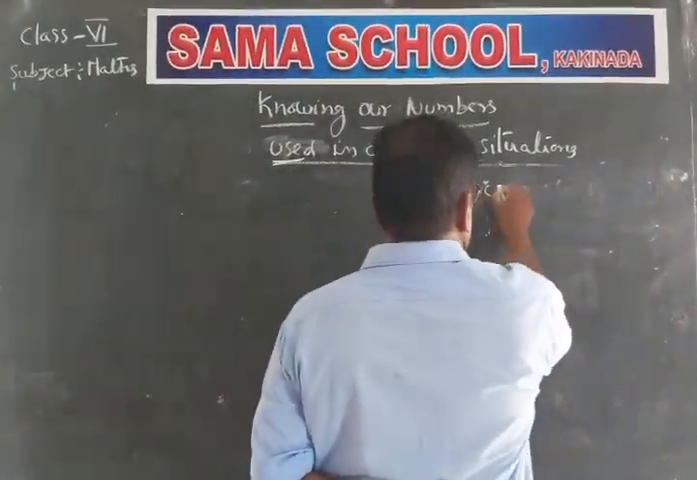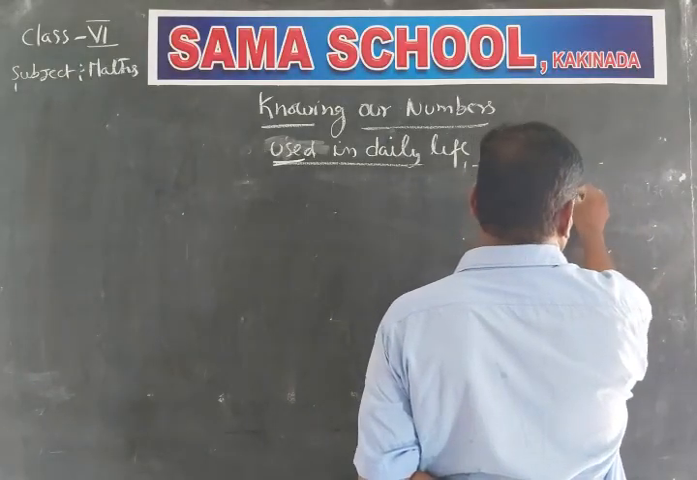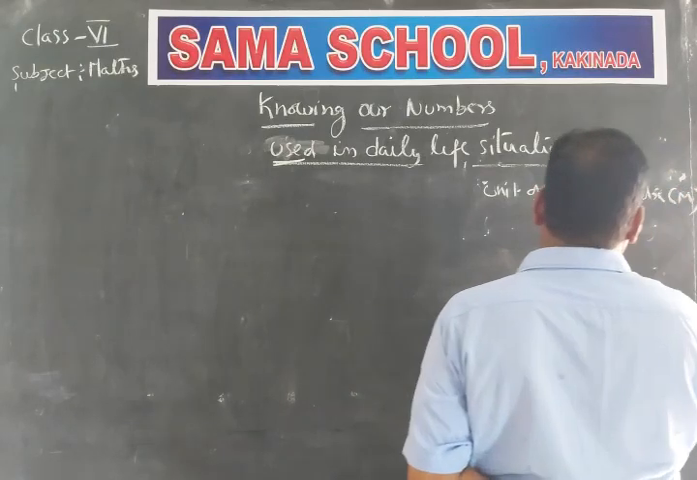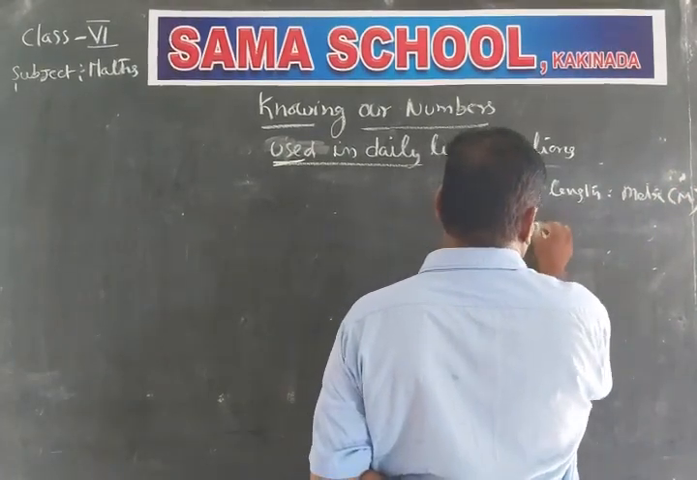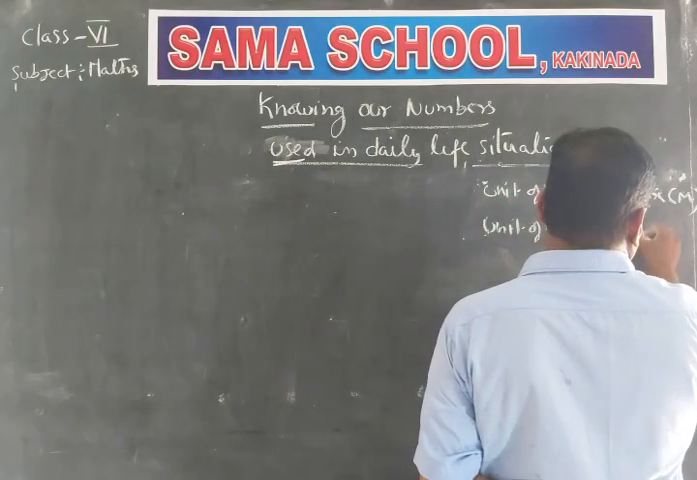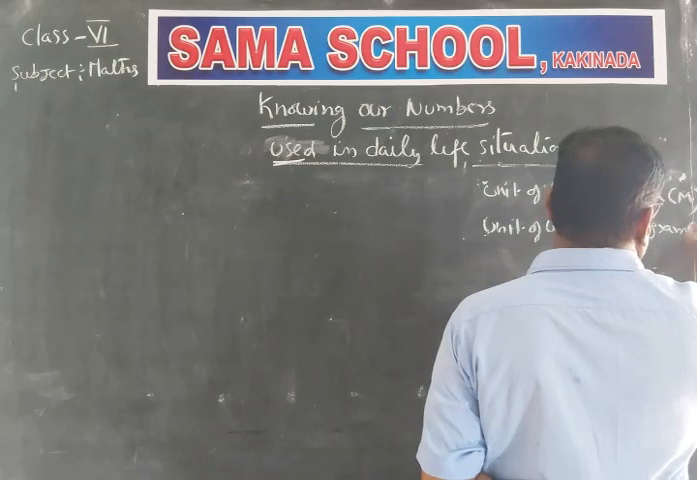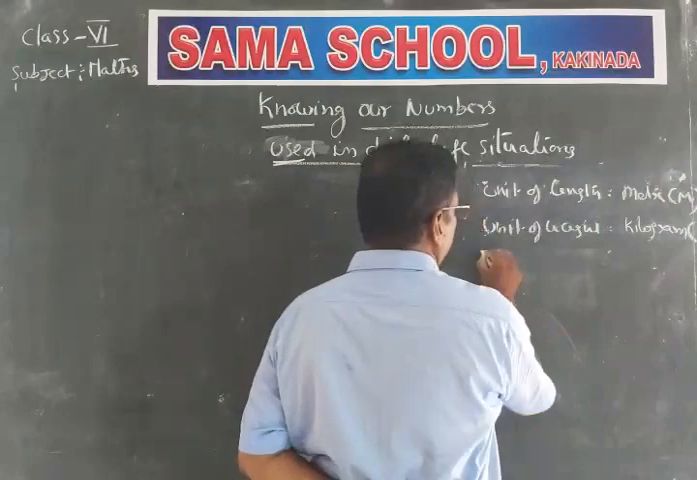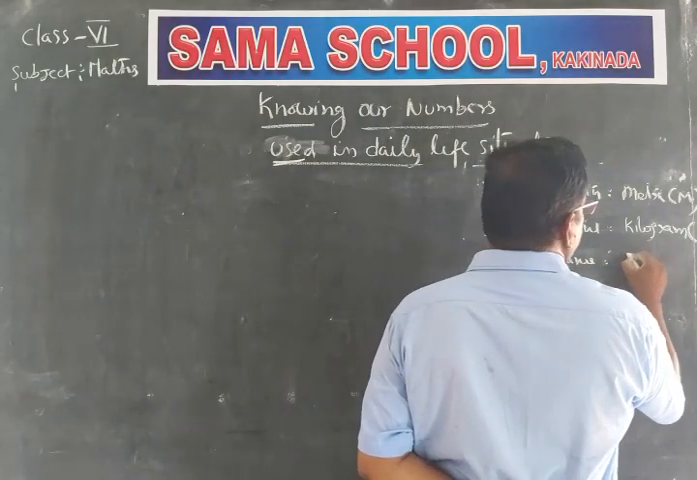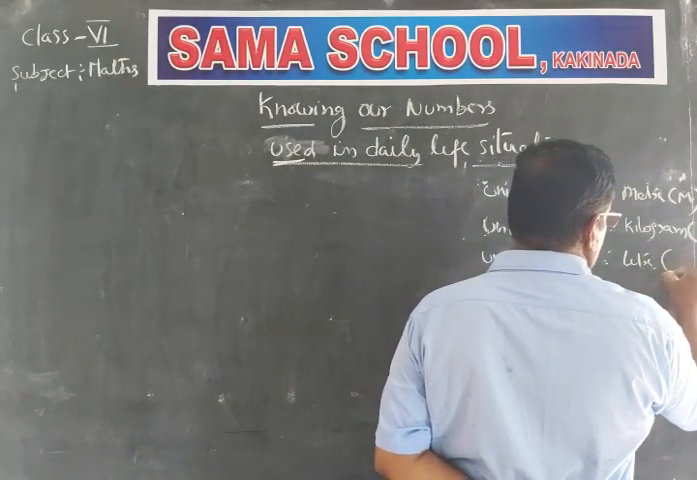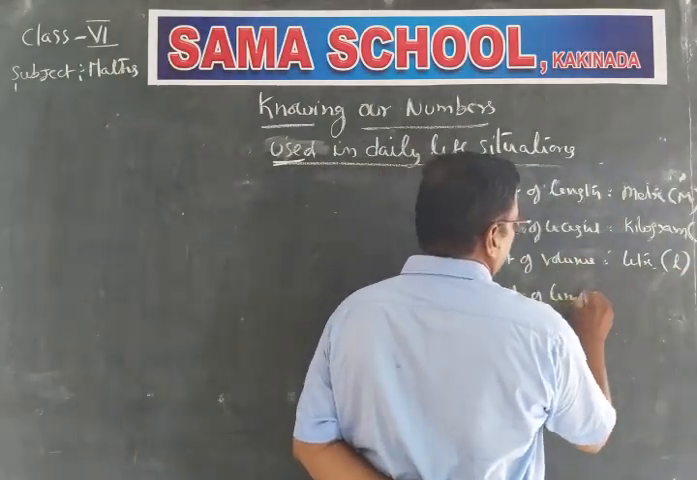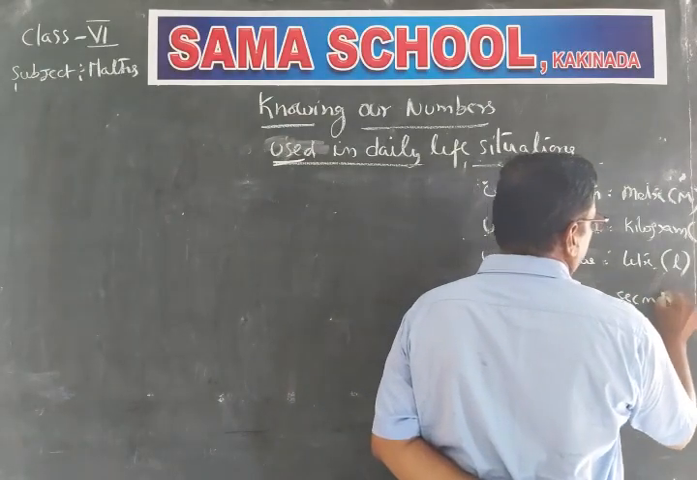Now, unit of length. The unit of length is the meter, represented by the letter m. The unit of weight is the kilogram, represented by the letter K. The unit of volume is the liter, represented by the letter L. The unit of time is the second.